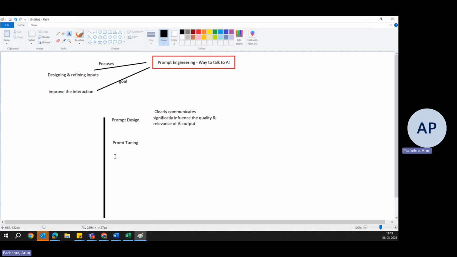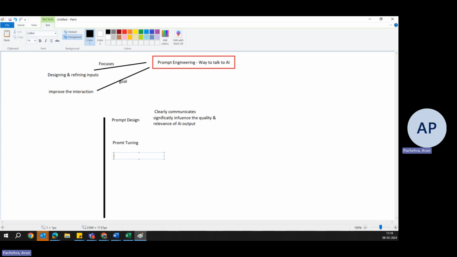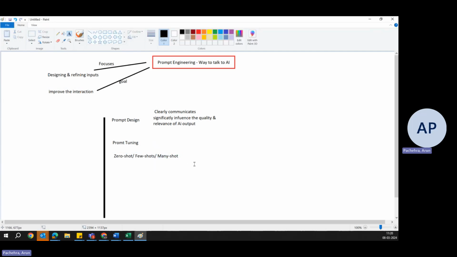Then we have something with a very interesting name: zero shot. These are not those shots. Okay, don't do shots, not good for health and not good for mind. So these are different kinds of shots. Okay, so what kind of shots, you must be wondering. So let me tell you.